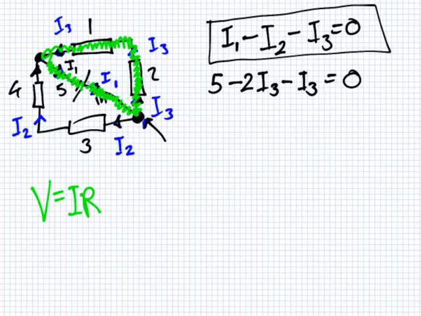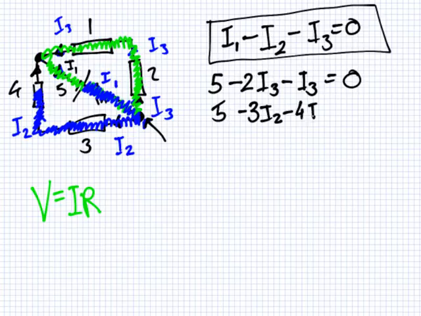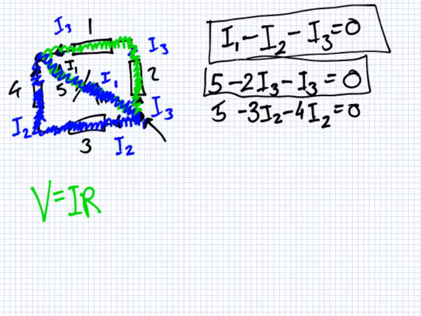Okay, and let's use the loop down the bottom now. So again, I start here, I have 5, but then I go this way. So what happens here? Minus 3 I2, and then when I get here, minus 4 I2 equals 0. Right. What can you get from this equation here?